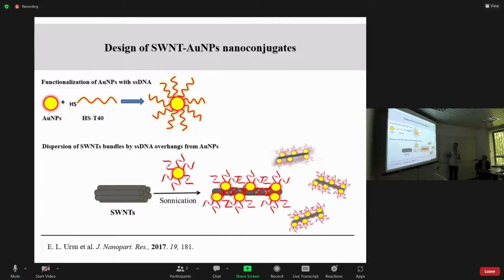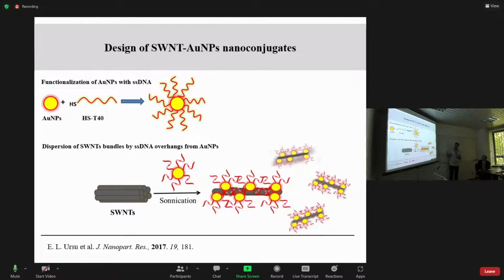The next step, we just use these concentrated solutions of the gold nanoparticles decorated with DNA, mix it with the single wall carbon nanotube bundles, and they are bundles until they're sonicated, and then sonicate them together. During the sonication, the carbon nanotubes will disperse for a very short period, but the DNA overhangs will capture them, will stabilize them, and attract the gold nanoparticle towards the surface of the carbon nanotube, like it's presented over here.